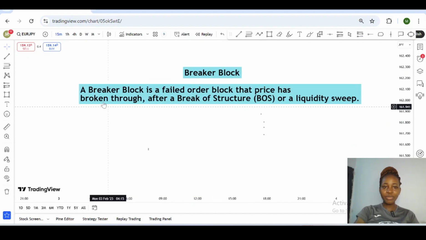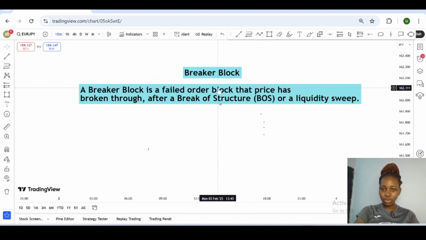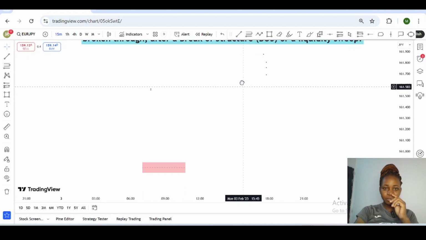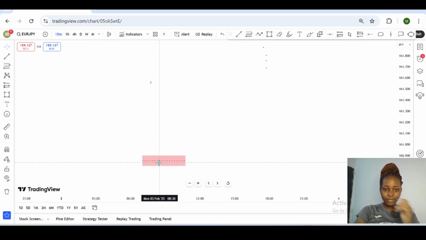What is a breaker block? A breaker block is a failed order block that price has broken through after a break of structure or a liquidity sweep. Now let me show you what I mean. Let's just have a sketch first.